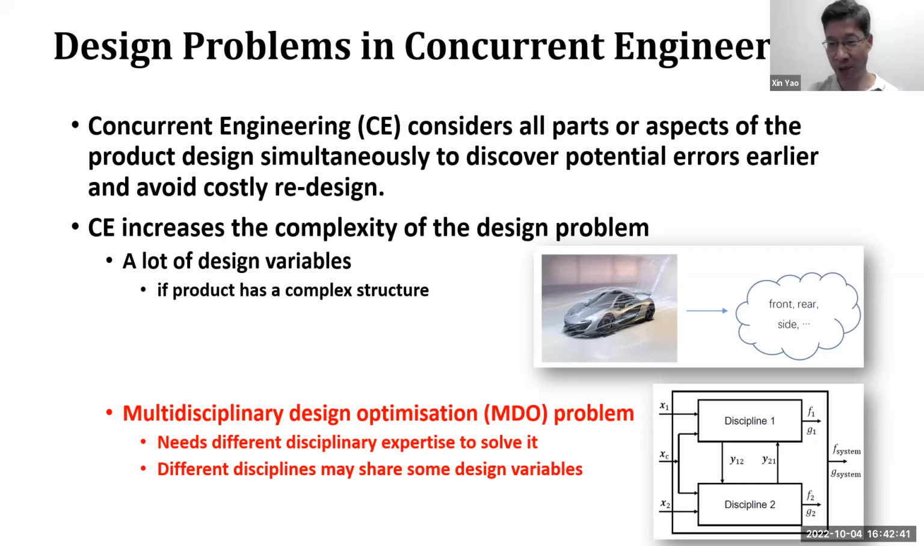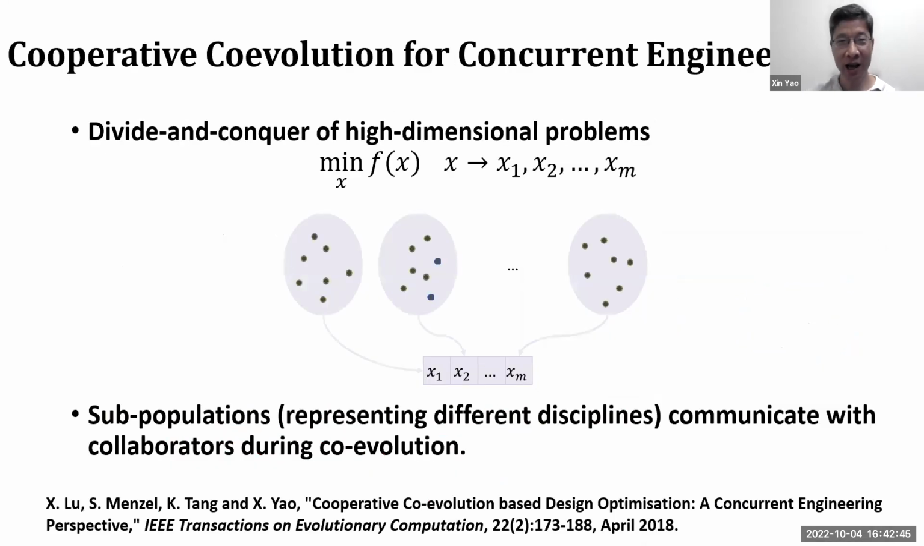So the approach we come up with basically says, actually, I can imagine each discipline as one subpopulation in a co-evolutionary design process. Okay, so this is actually a diagram. If we take that particular point of view, then this is quite similar to cooperative co-evolution for large-scale global optimization. In this particular case, we do not need to do proper decomposition because each subproblem is actually one discipline. So from the algorithm's point of view, there are similarities between concurrent engineering and the large-scale global optimization I just mentioned.